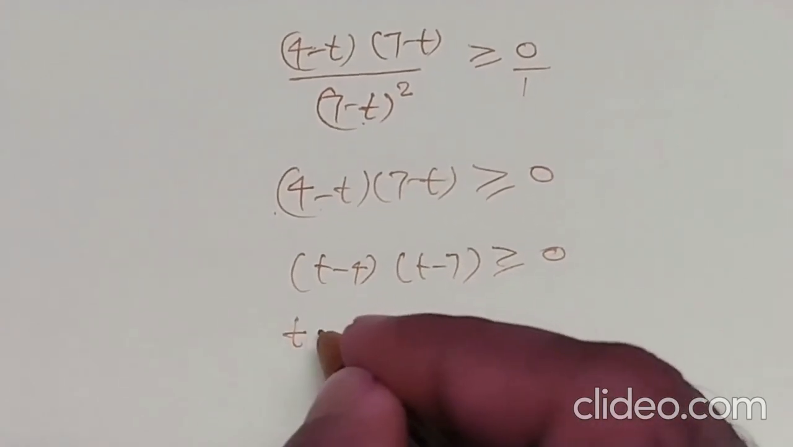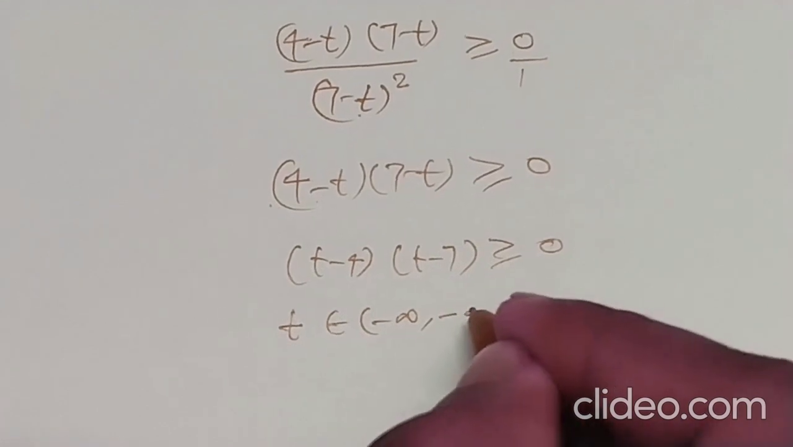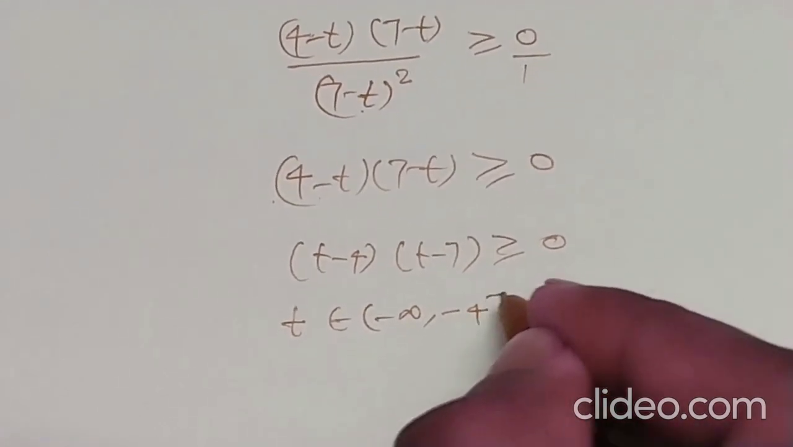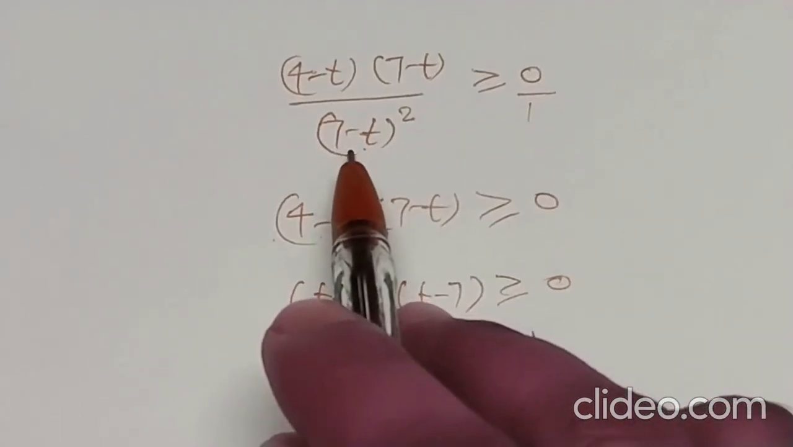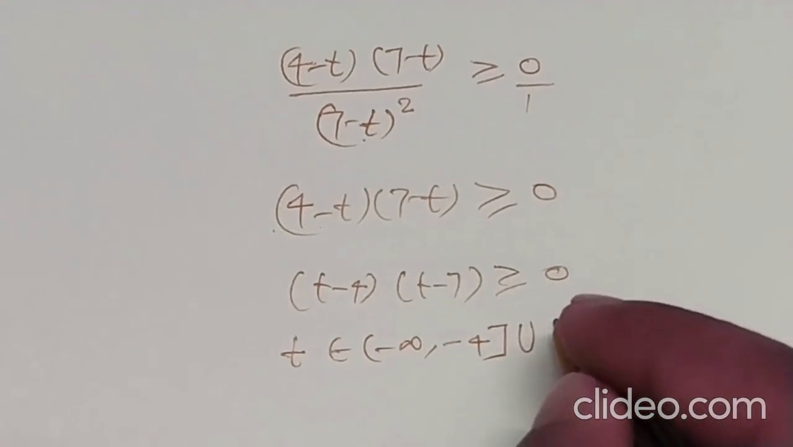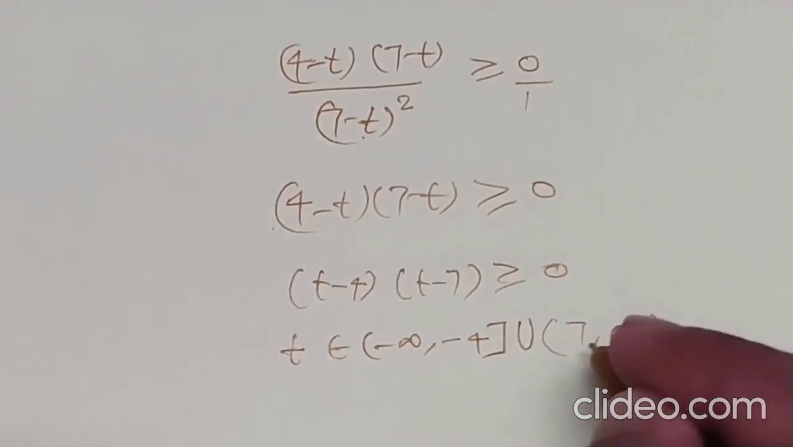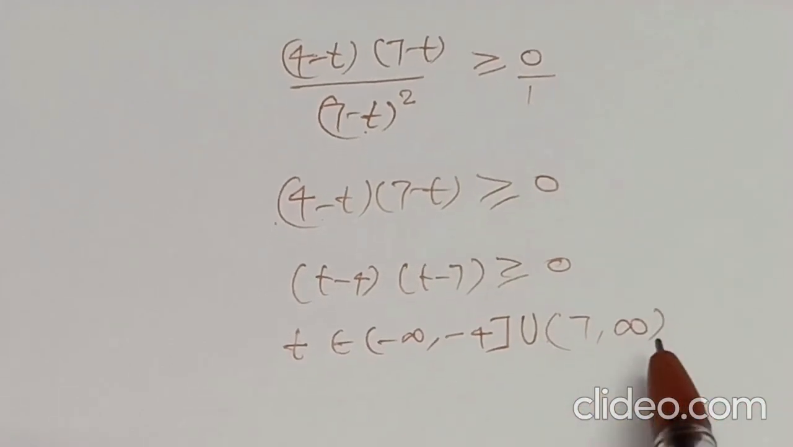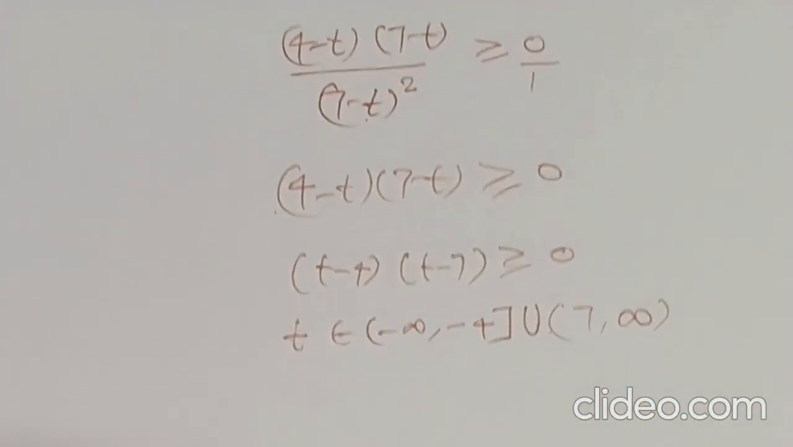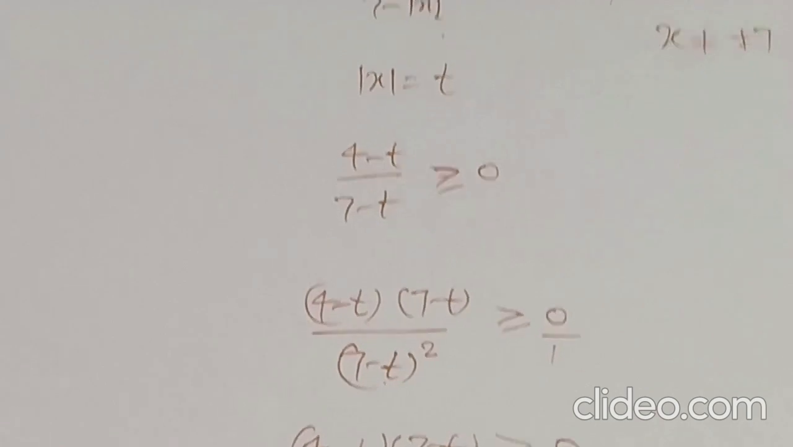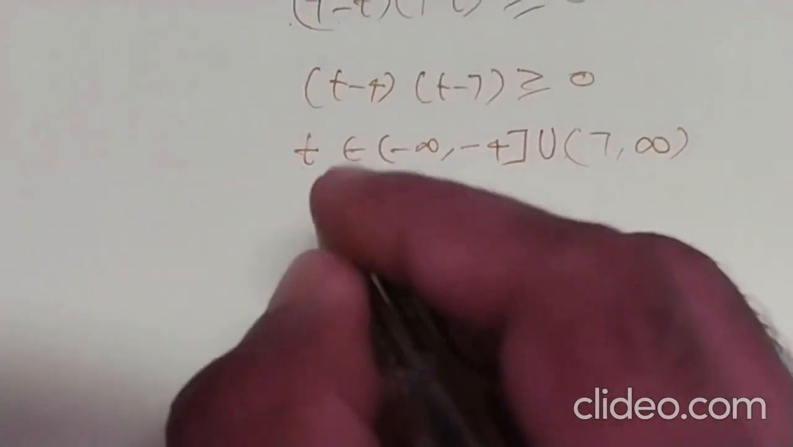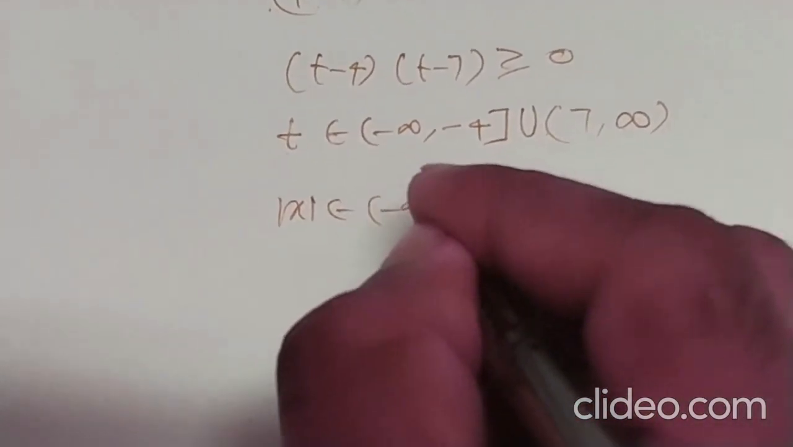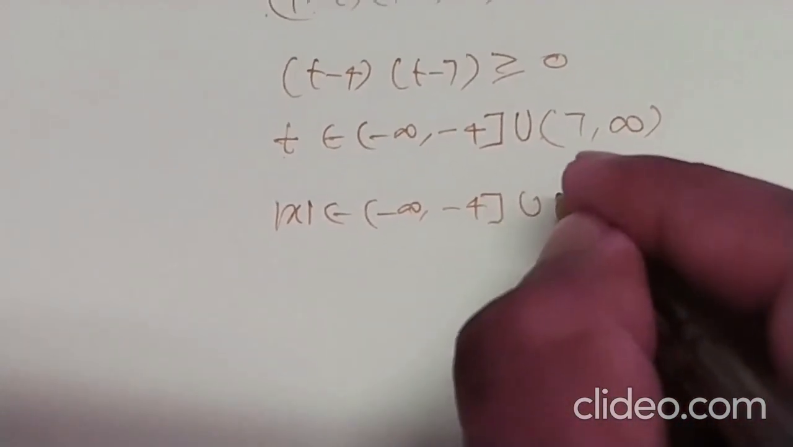So from here we can say that t belongs to (-infinity, 4], 4 we have to include, union 7 we cannot include, otherwise this function will not be defined, so (7, infinity). Here we have to put an open bracket at 7, and at infinity and minus infinity it is an open bracket. But what did we assume? t is |x|. So here we will put |x| belongs to (-infinity, 4] union (7, infinity).